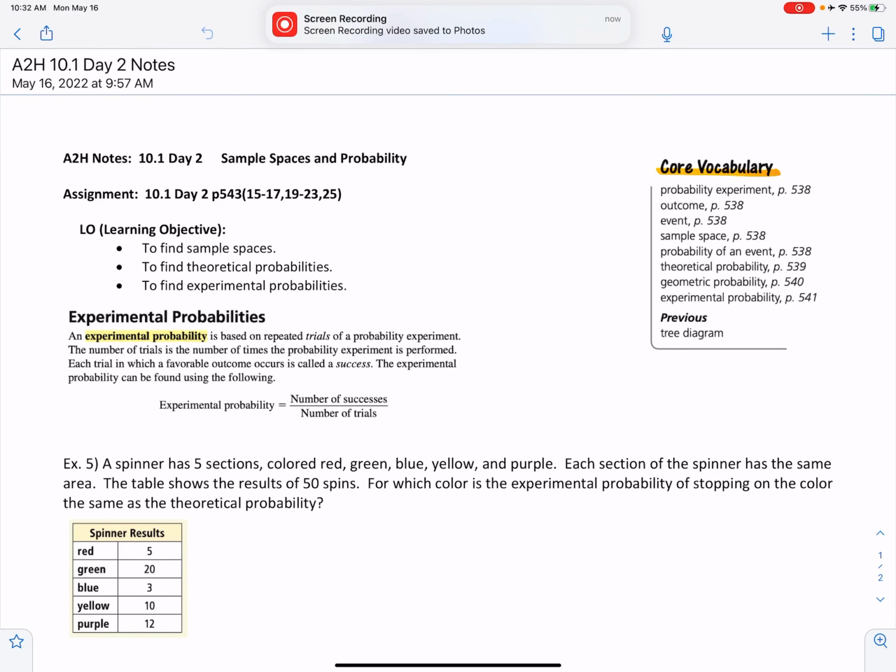Algebra 2 Honors 10.1 Day 2 notes. We're continuing with finding probabilities, and today we're going to look at experimental probabilities, just a couple of short, quick examples.